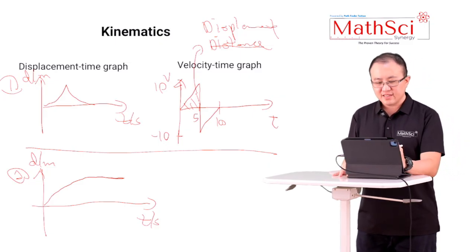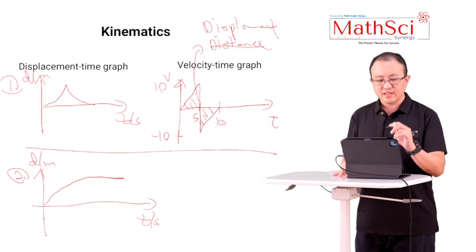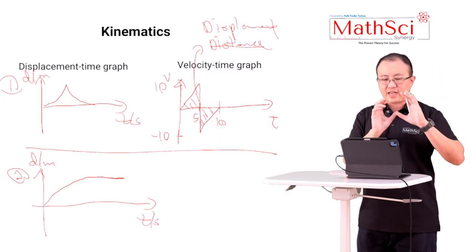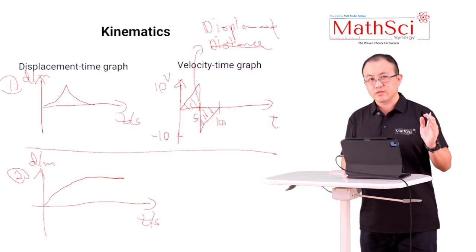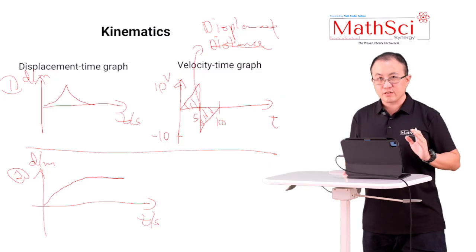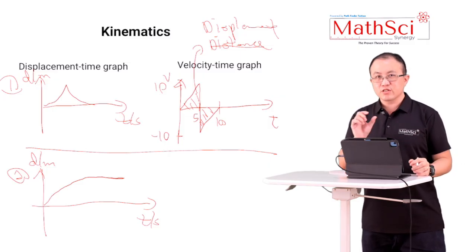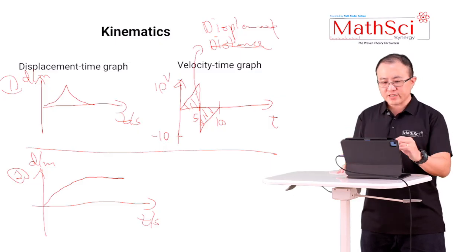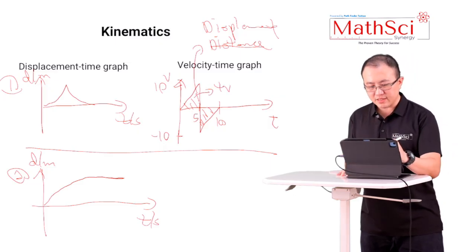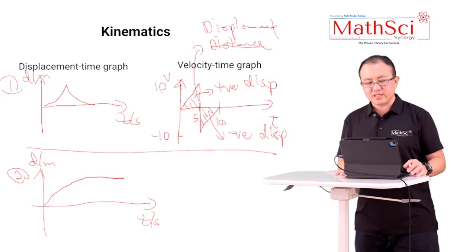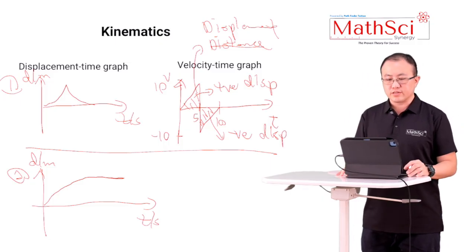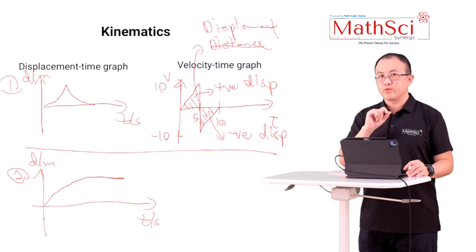I have deliberately picked this graph so that these two triangles are actually the same size. I said that for 5 seconds you increase to 10, for the next 5 seconds you decrease to 0 from negative 10. So the two areas under the graph are in fact the same. As a result, the positive displacement plus the negative displacement add up together to be equal to 0, provided that the area is the same.